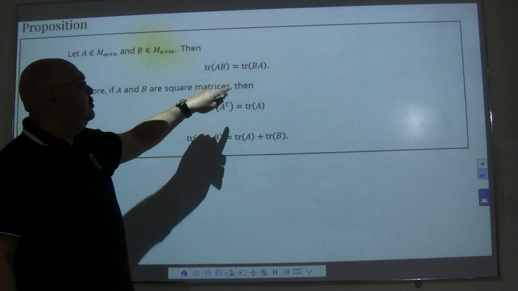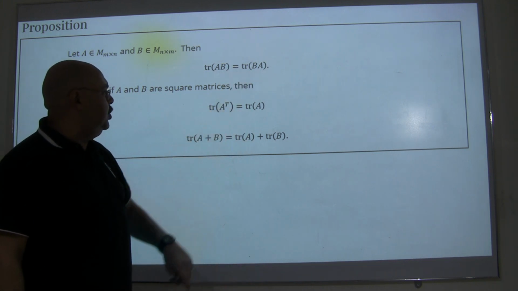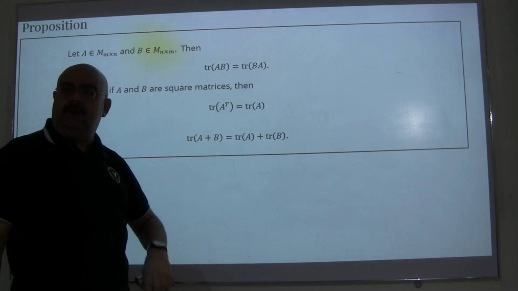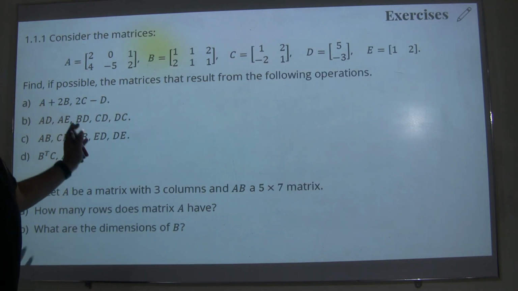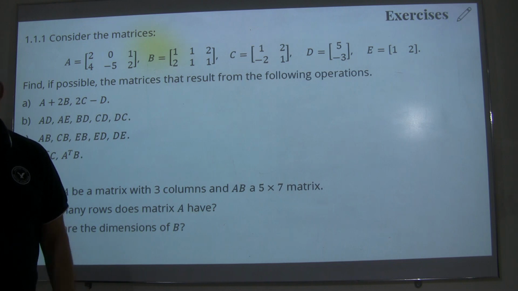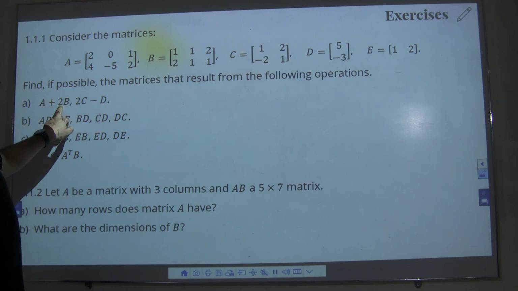Trace of A times B equal the trace of B times A. Trace of A transpose equal trace of A. Trace of A plus B equal trace of A plus trace of B. Okay. Done. I'm dying to reach this part. Let's do some exercises. Okay? It's very, very simple. He's asking you about A plus 2B.